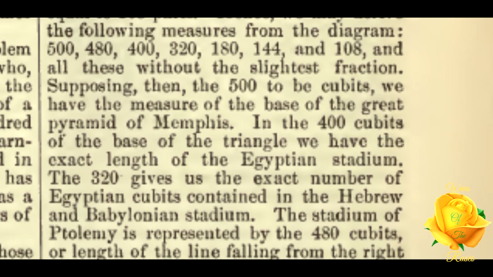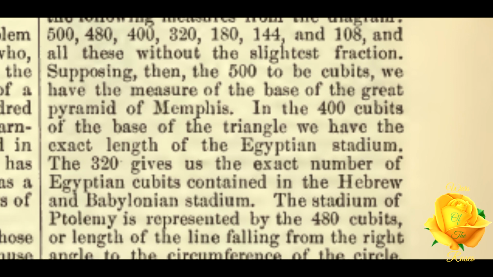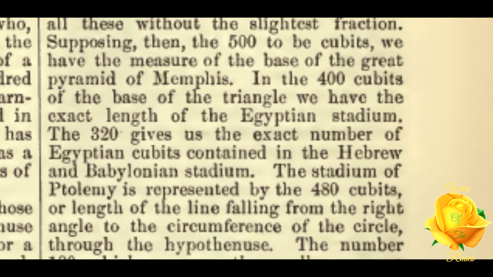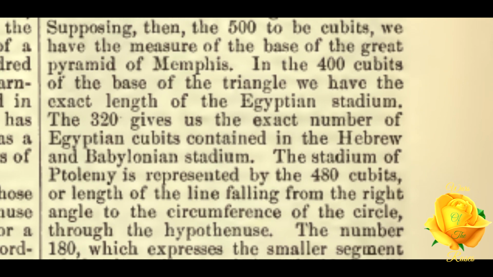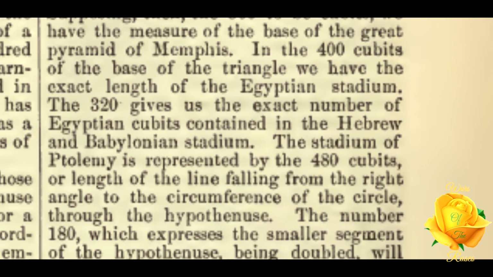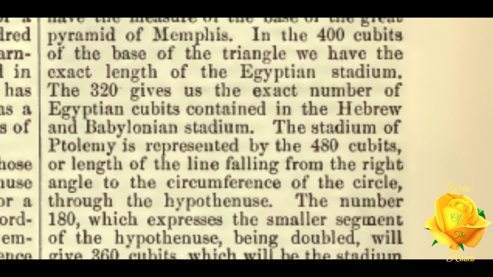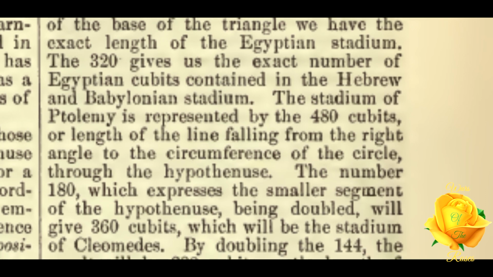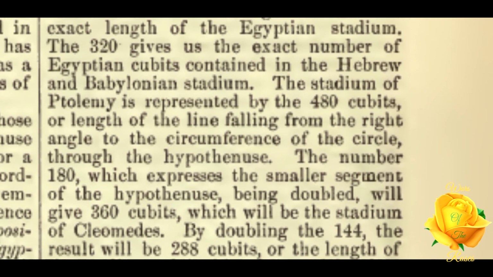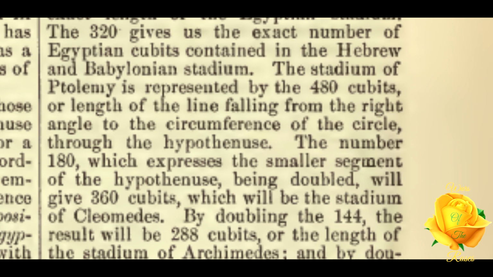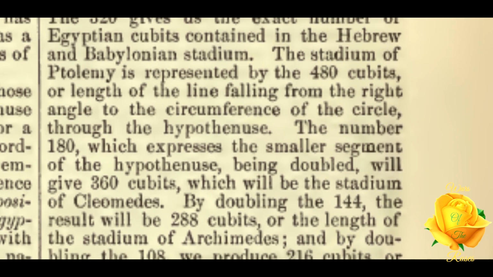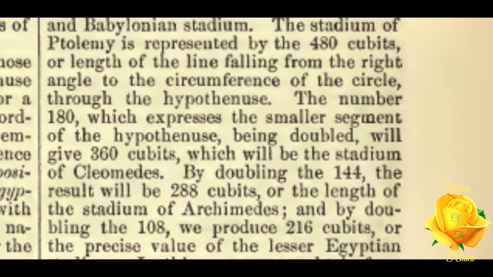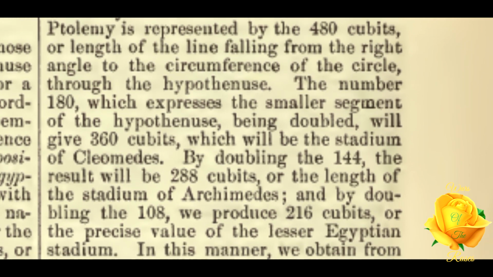Supposing then the 500 to be cubits, we have the measure of the base of the Great Pyramid of Memphis. In the 400 cubits of the base of the triangle, we have the exact length of the Egyptian stadium. The 320 gives us the exact number of Egyptian cubits contained in the Hebrew and Babylonian stadium. The stadium of Ptolemy is represented by the 480 cubits, or the length of the line falling from the right angle to the circumference of the circle through the hypotenuse.